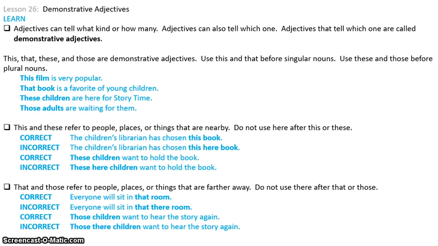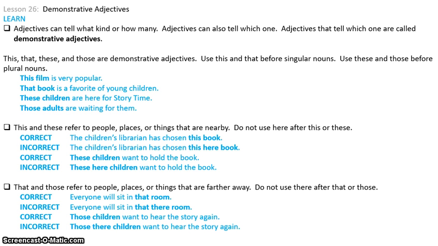These adjectives that tell which one are called demonstrative adjectives. This, that, these, and those are demonstrative adjectives. So you just have to think about 4 little words this week, which is kind of nice. It says use this and that before singular nouns. Use these and those before plural nouns. Remember, singular means one, plural means more than one.